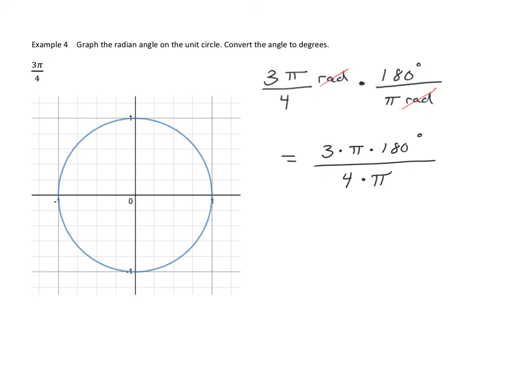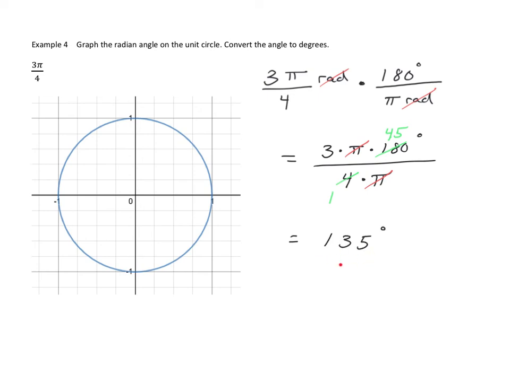Okay, some stuff does cancel. Pi cancels. 4 does not go into 3, but I'm pretty sure 4 goes into 180. In fact, it goes in a total of 45 times. So 4 goes into itself once. It goes into 180 45 times. Here's what we have left over. We have 3 times 45 times degrees, and then we have just 1 in the denominator, which I'm not even going to write. The product of these is 135, and that's now in degrees.